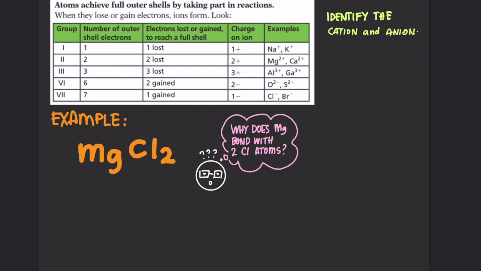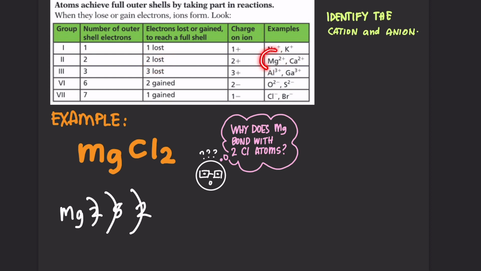Magnesium has an atomic number of 12. That means the first shell can take 2, the second shell 8, and the last shell 2 again. So that means it's a group 2 metal. Let's check. Group 2 means it has 2 electrons in the outer shell, and that means it can give them away. There you go, magnesium.